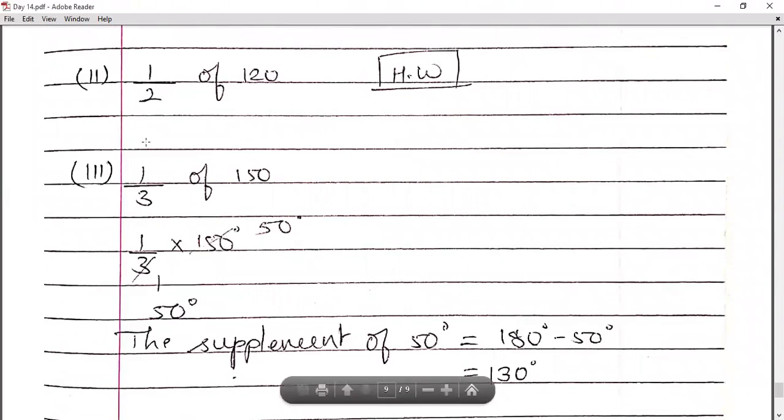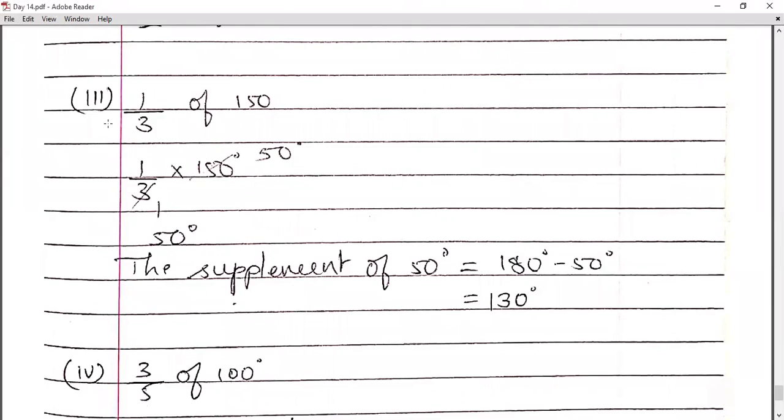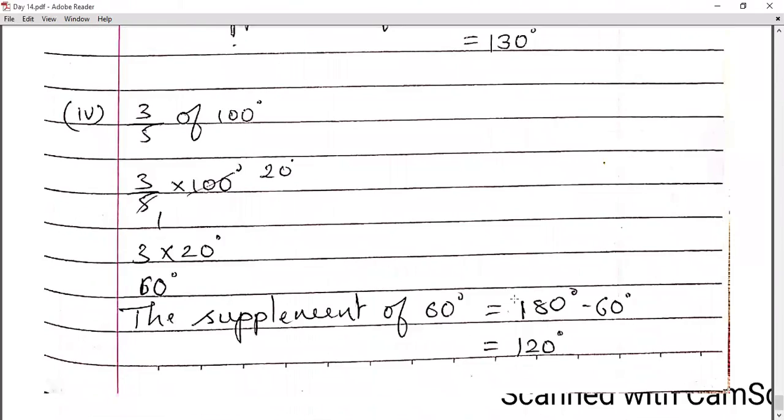Take the second part as homework: find the supplement of 1 by 2 of 120 degrees. The third is 1 by 3 of 150 degrees. So 1 by 3 multiplied by 150 degrees will give you 50 degrees on simplification. Hence, the supplement of 50 degrees is equal to 180 minus 50 degrees, that is 130 degrees.